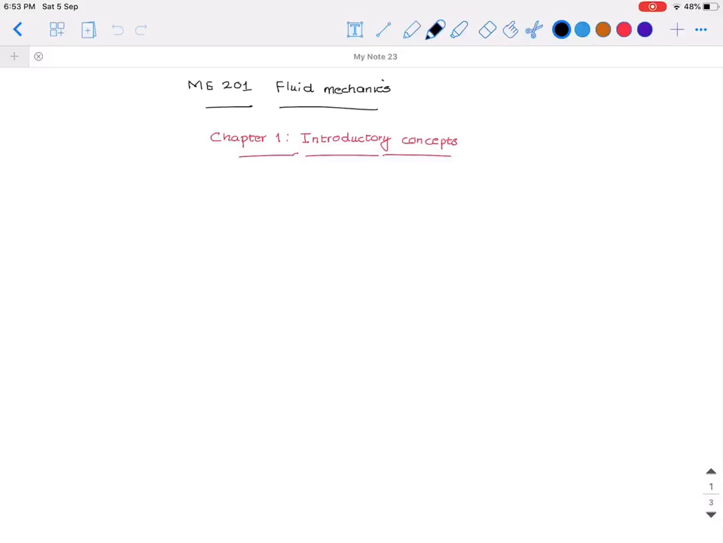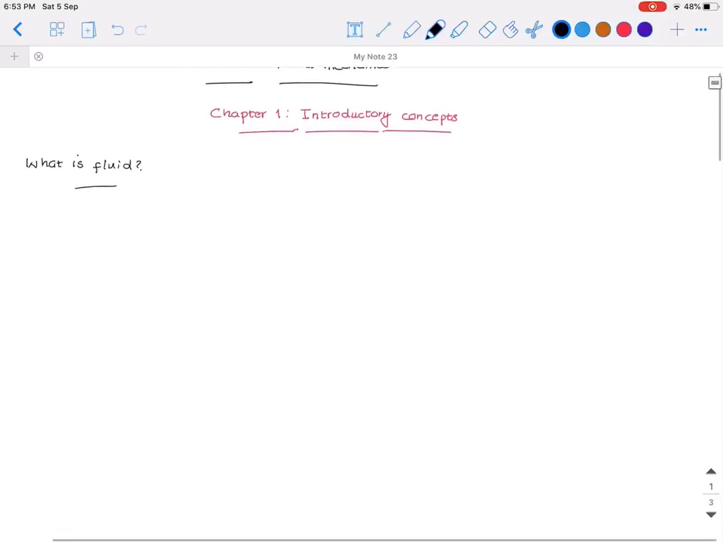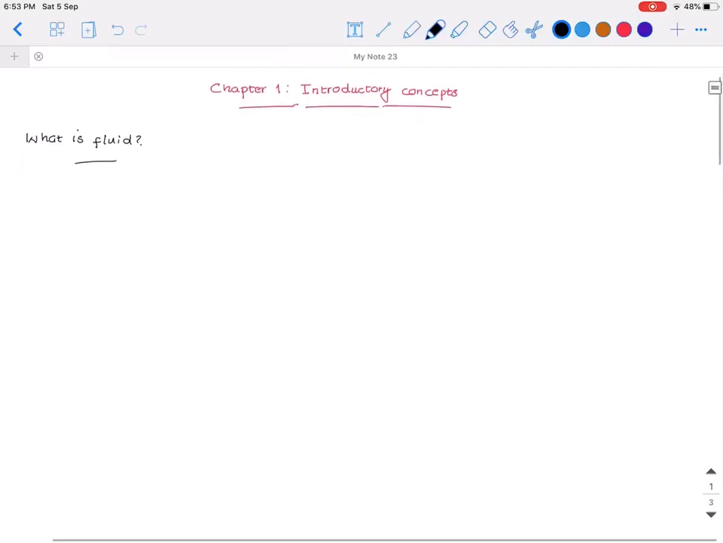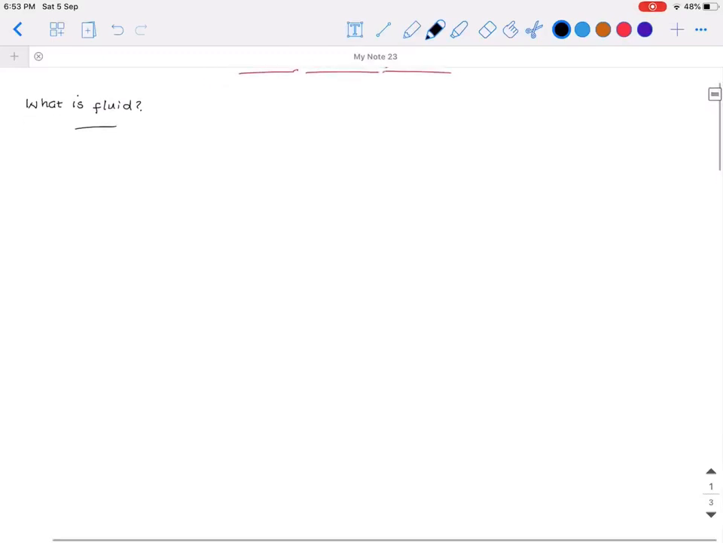Today we'll start with chapter 1, in which we discuss some introductory concepts of fluid mechanics. We will start with the definition of what a fluid is. So what do we mean by a fluid? There are three states of matter that are commonly found on earth. You know them from your school physics.